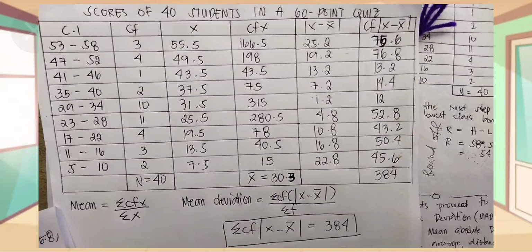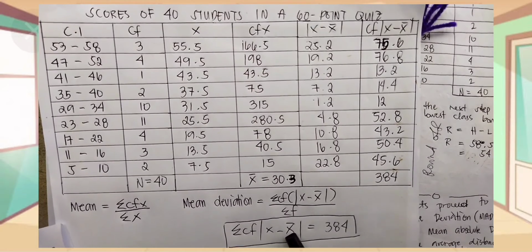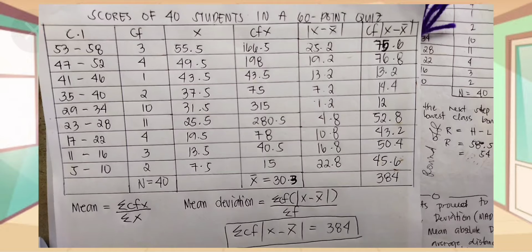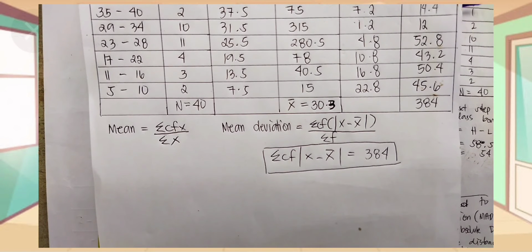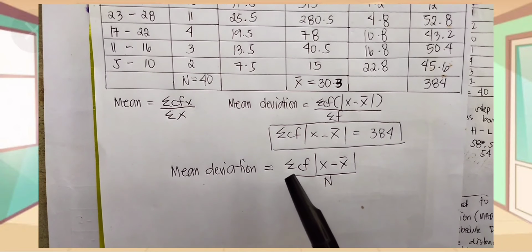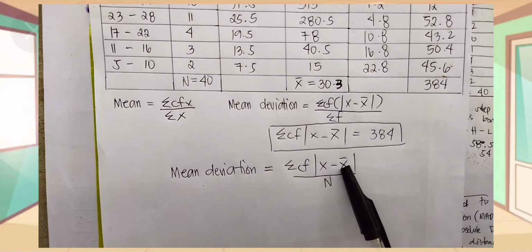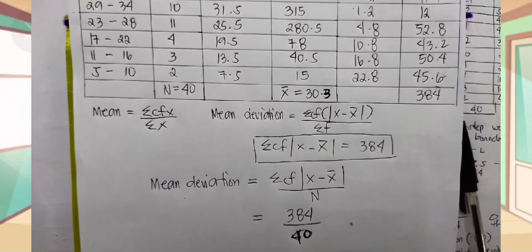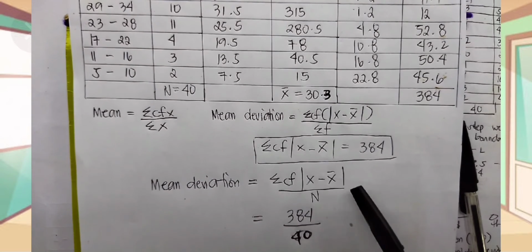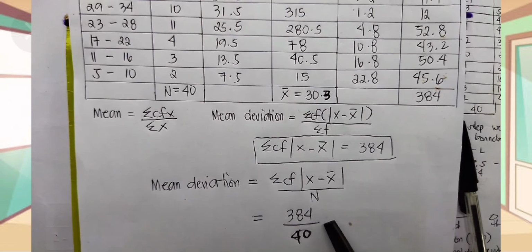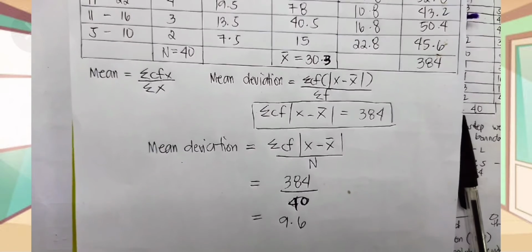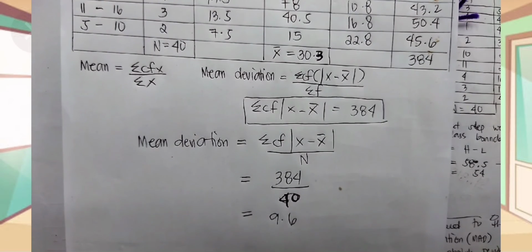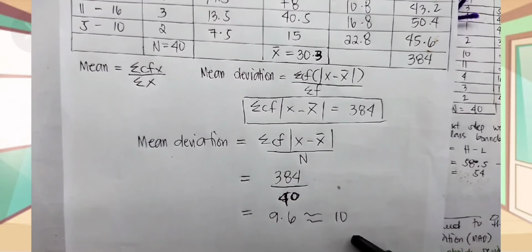So therefore, the summation of CF into x minus x bar is equal to 384. So in the last part, we need to substitute the values into the given formula, which is the mean deviation is equal to the summation of CF into the x minus x bar over n. So therefore, we have 384 over 40 because our n is 40. So 384 divided by 40 is 9.6. Then if we are going to round off the 9.6, then it will become 10. So therefore, the mean absolute deviation of the scores of the students is approximately 10.